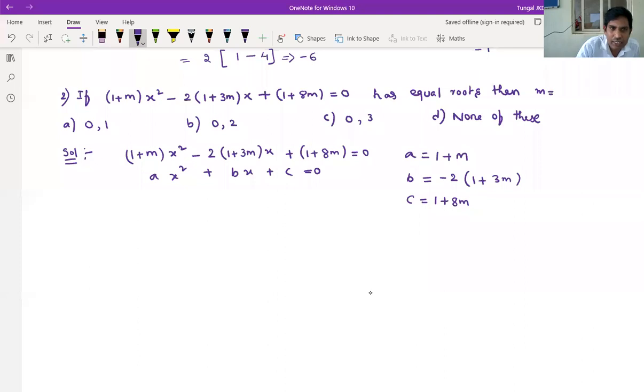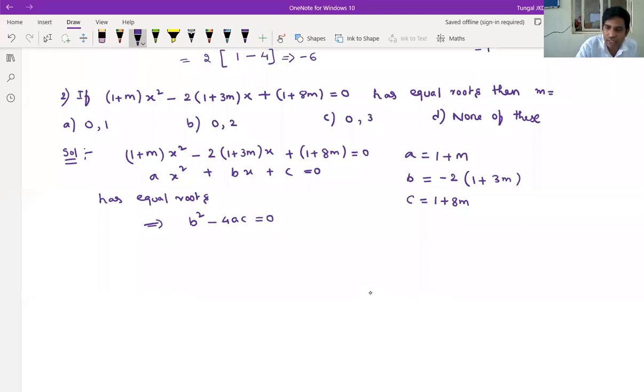So the given equation has equal roots. Remember, important model question: when a quadratic equation has equal roots, what is the condition? b square minus 4ac is equal to 0. When b square minus 4ac is greater than 0, the roots are real and distinct. But when b square minus 4ac, delta, is equal to 0, the roots are real and equal. So when equal roots, the condition we have to take is b square minus 4ac is equal to 0.